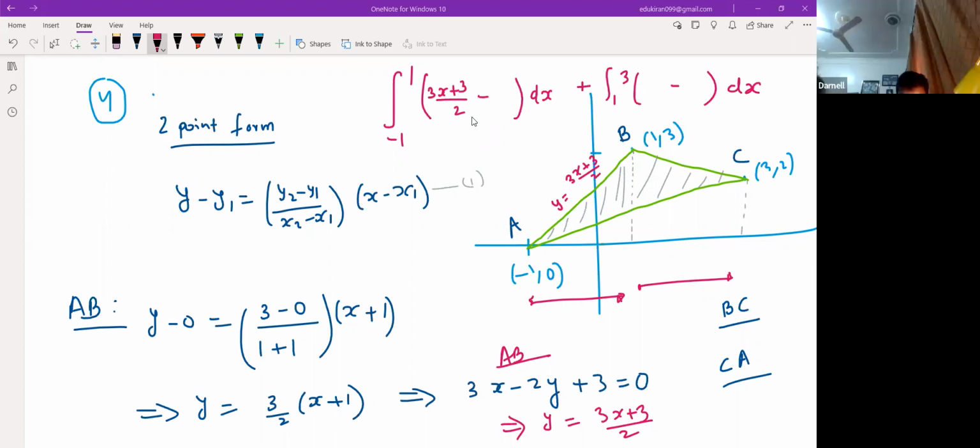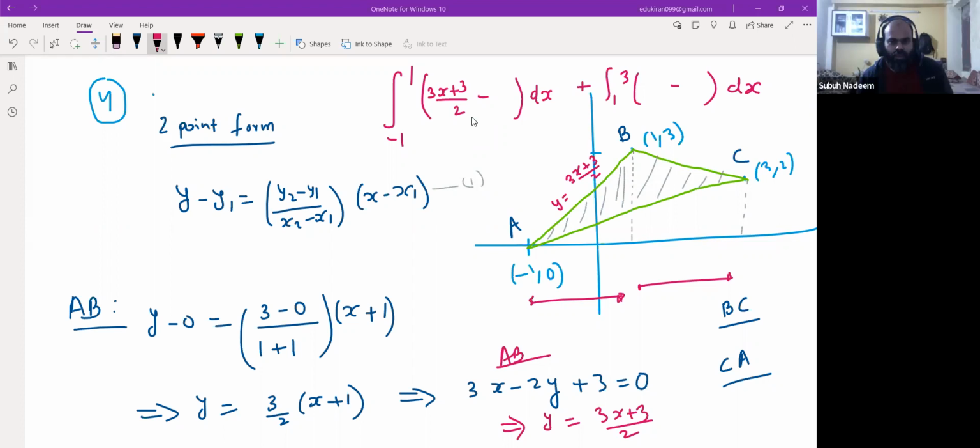So the integration part will be the integration of AB plus BC minus AC. The first one is AB y minus AC y, and the second one will be BC y minus AC y.